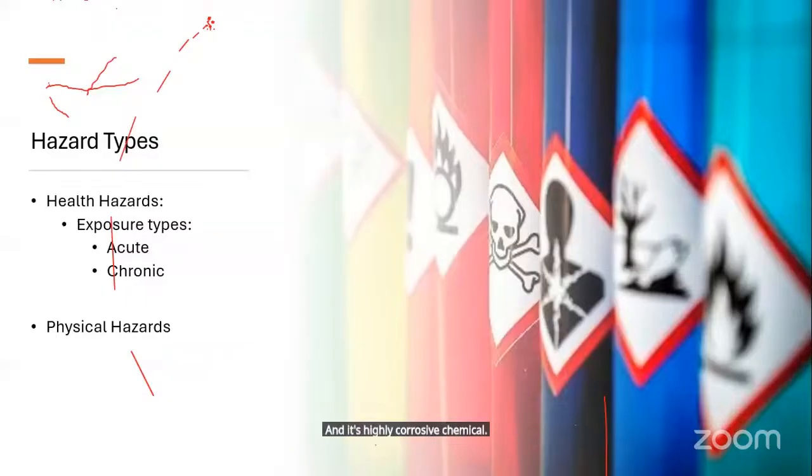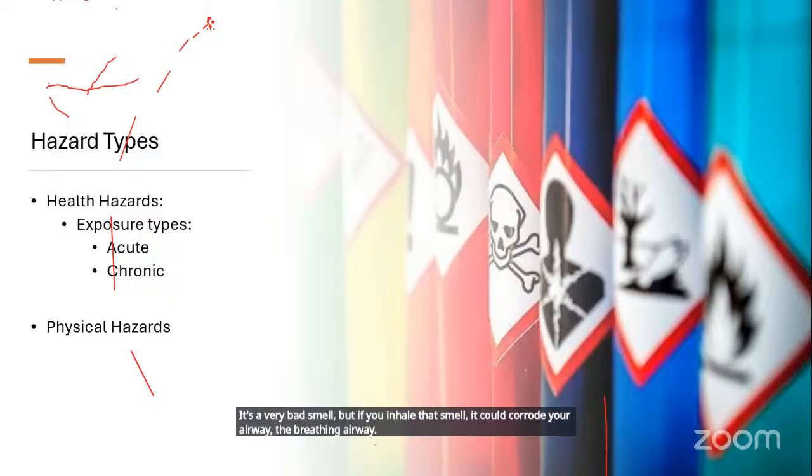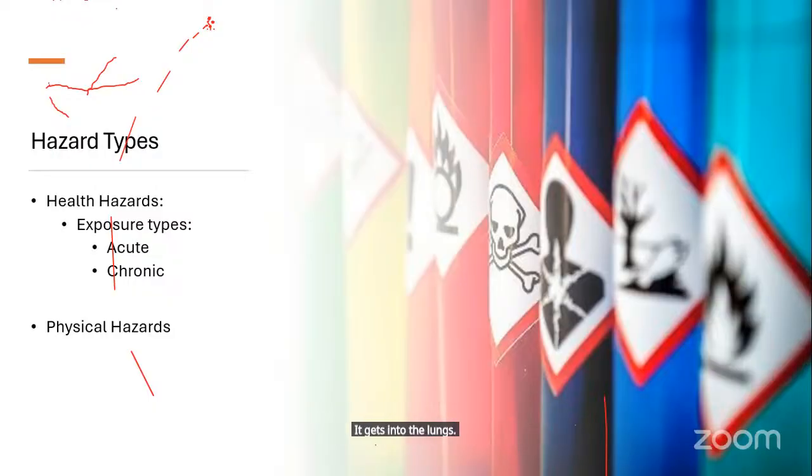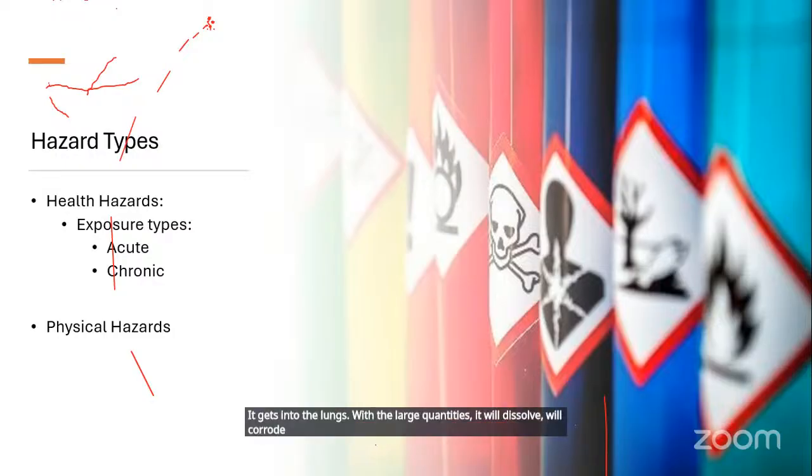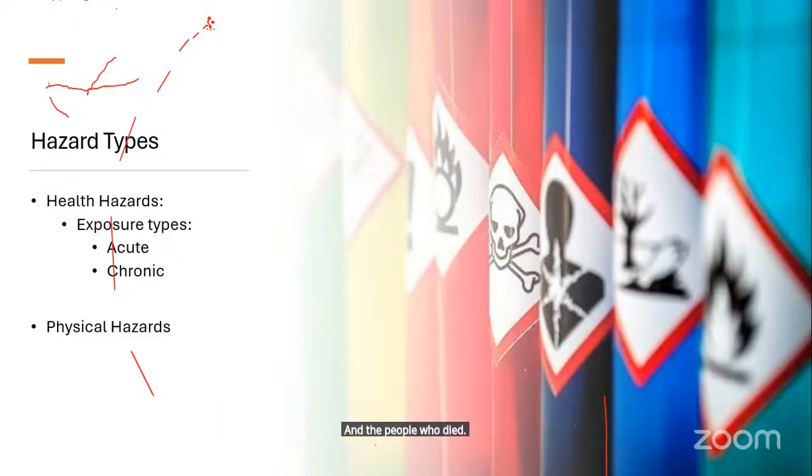Not only is the chemical itself corrosive, but also the vapor. Because when you open it, you can smell it. It's a very strong, very bad smell. But if you inhale that, it could corrode your breathing airway. It gets into the lungs in large quantities. It will corrode the mucous membrane in the lungs, which can cause bleeding in the lungs, and people will die. They will drown in their own blood. So it is an extremely toxic, extremely hazardous, corrosive chemical.